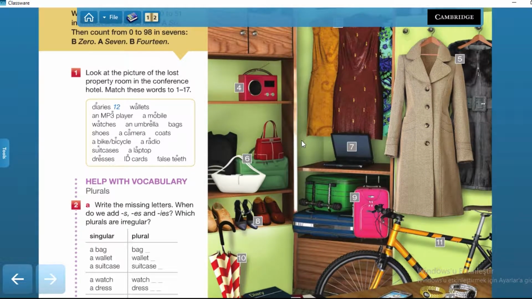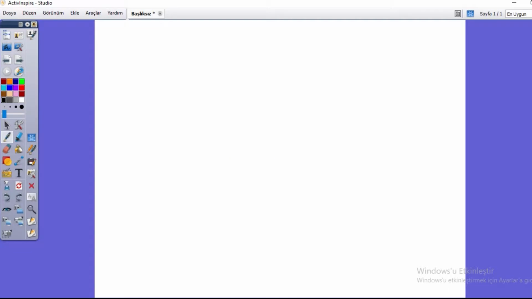Let's check them first. Diaries, wallets, an MP3 player, a mobile, watches, an umbrella, bags, shoes, a camera, coats, a bike, or we can say bicycle, a radio, suitcases, a laptop, dresses, ID cards, and false teeth. As we said, today's topic is singular nouns and plural nouns.